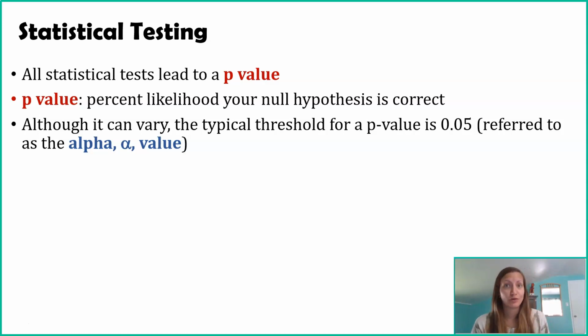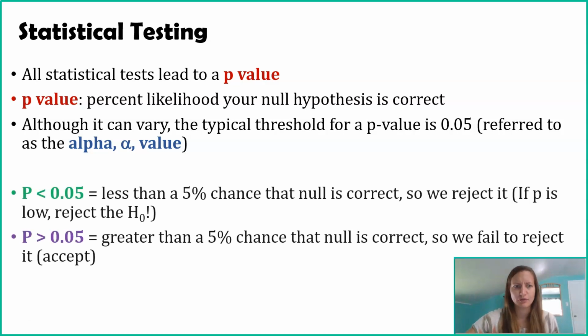So this threshold is referred to as an alpha value. And the most commonly used alpha value, and this is not just for biology, but chemistry, physics, sociology, psychology, honestly any field that ever uses statistics, is likely a threshold of 0.05 or 5%. So when we say threshold, here's how we interpret that threshold.